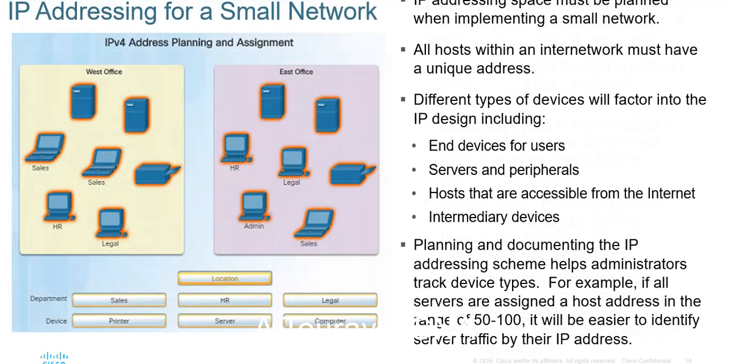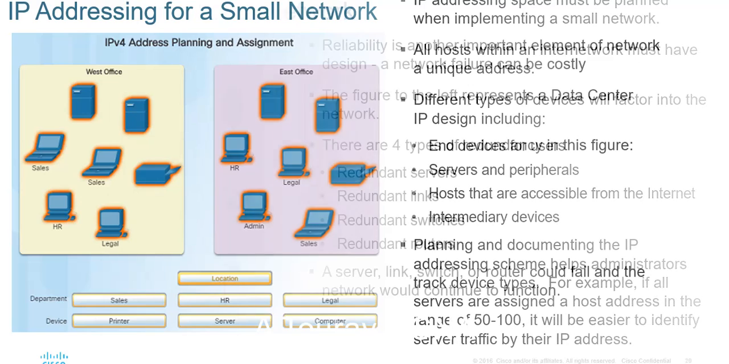So IP addressing for a small network is the same as IP addressing for a large network. So you need to do planning. Proper planning is what is important. All hosts within an internetwork must have a unique IP address. Different types of device will factor into IP design, including end devices, servers and peripherals, hosts that are accessible from the internet, and intermediary devices. Planning and documenting your IP address scheme helps you as an administrator to monitor your network and track device types and so on.